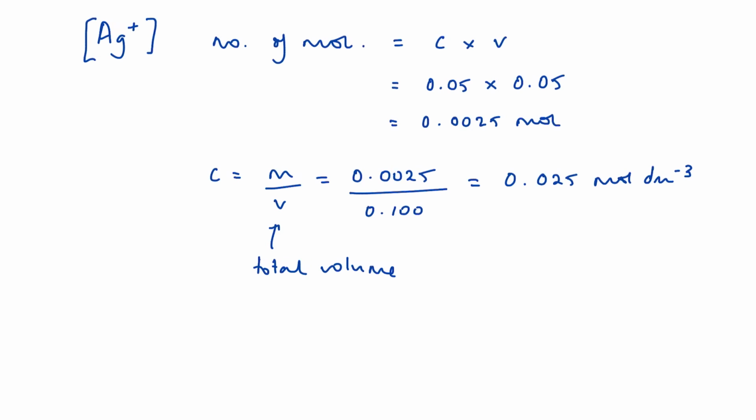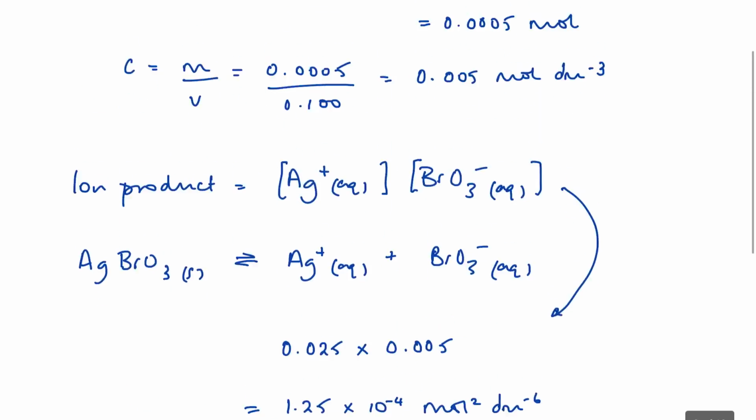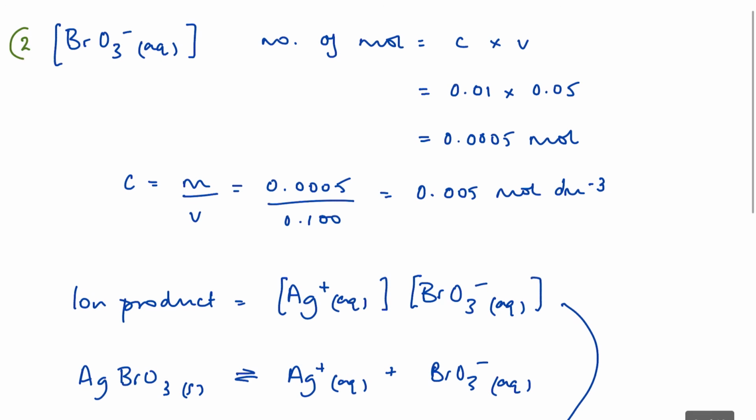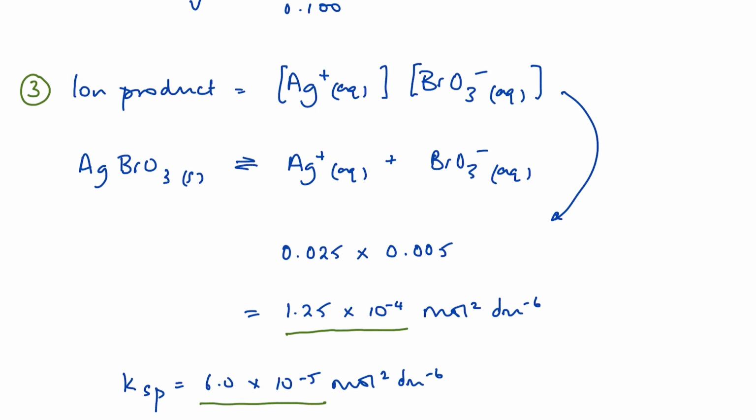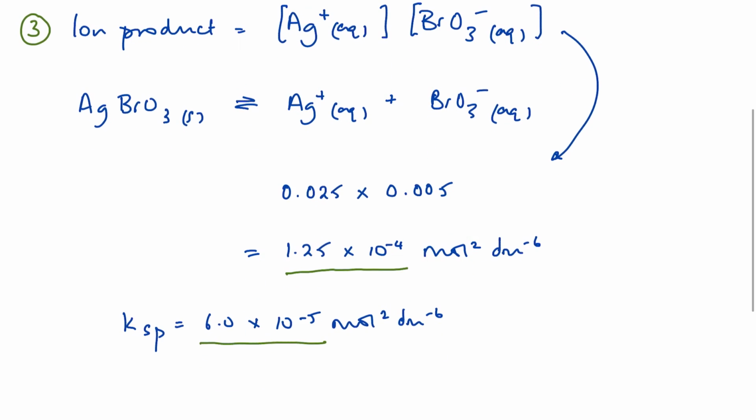So very quick recap. Step 1 was to work out the concentration of silver ions in the mixture. Step 2 was to work out the concentration of bromate ions in the mixture. And step 3 was to work out the ion product, the sum of the concentration of these two ions. And then finally, we could make our comparison. Is it more or less, lower or higher than KSP? Because that is what tells us whether we form a precipitate or not.